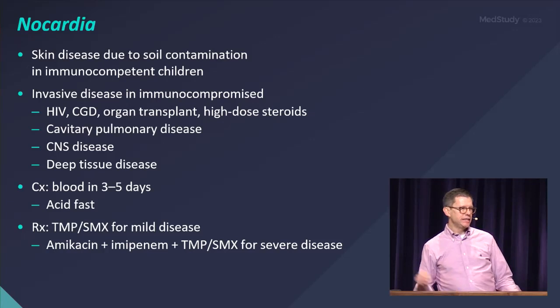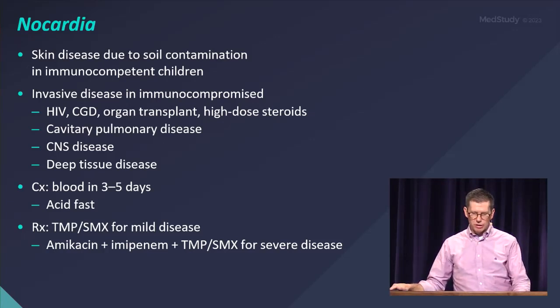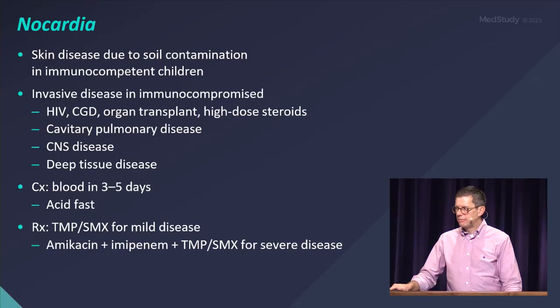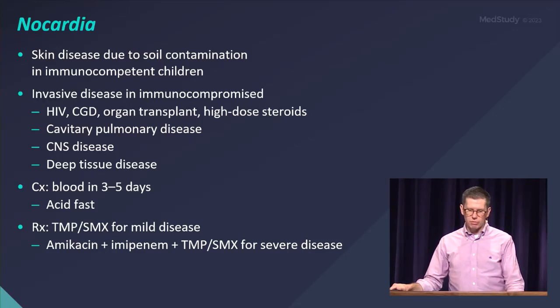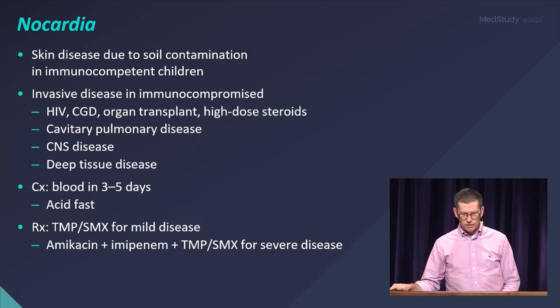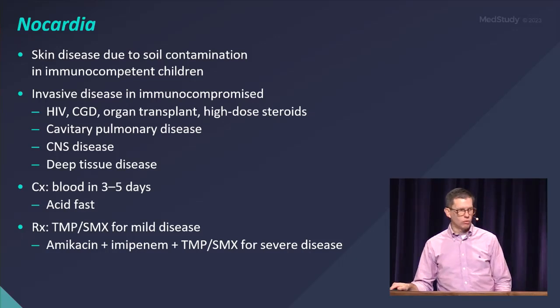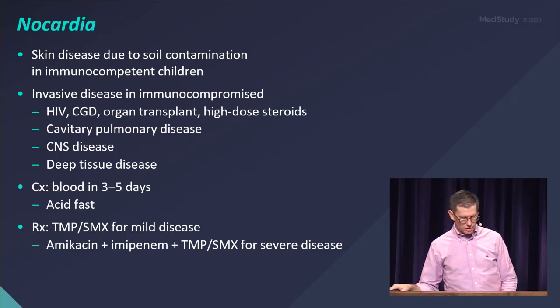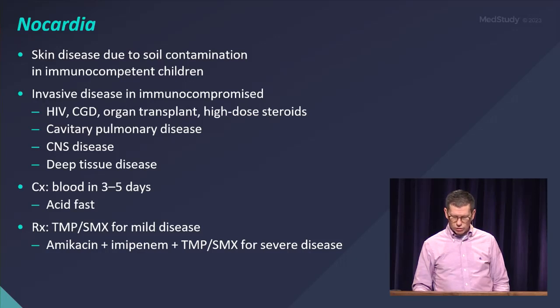Nocardia, this is a skin disease typically seen with soil contamination in immunocompetent children. It can be much more invasive in kids who are immune compromised, often causing cavitary pulmonary disease and CNS infections. It can grow in blood in about 3 to 5 days. They can stain acid-fast positive because they do have mycolic acid in the cell wall, unlike actinomyces, which does not stain acid-fast. The treatment for nocardia is going to be TMP-SMX for mild disease, and then more aggressive therapy for severe disease, especially for those who are immunocompromised.